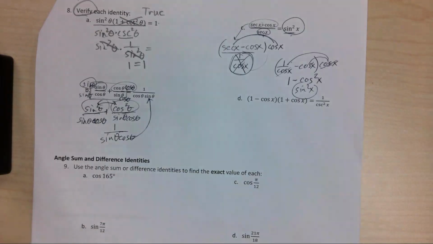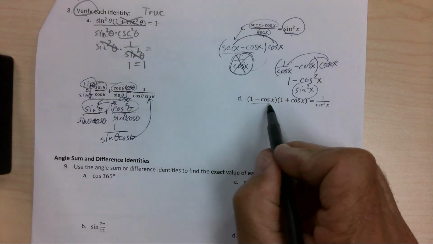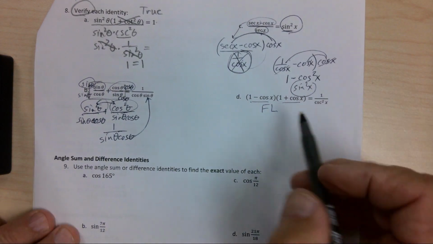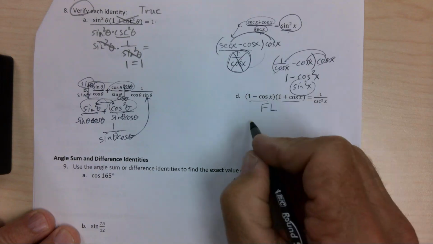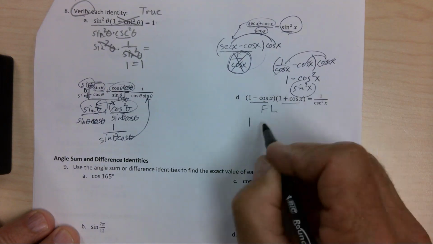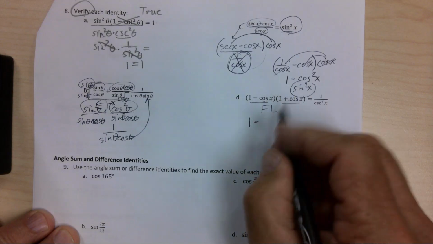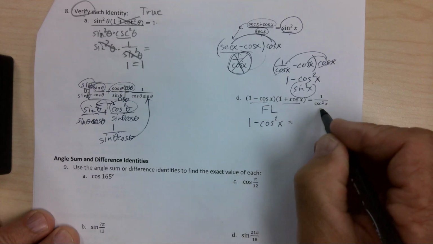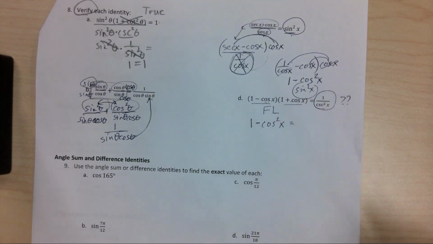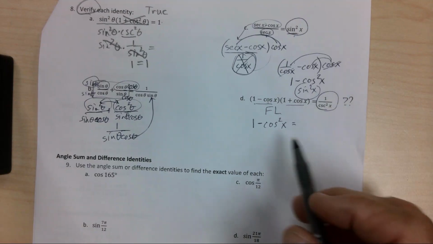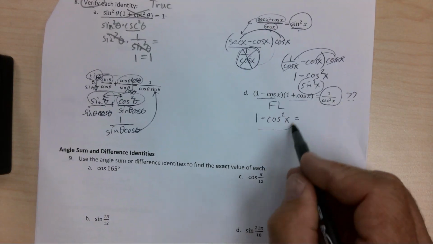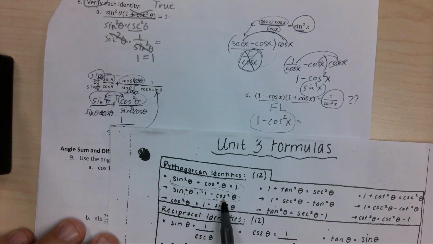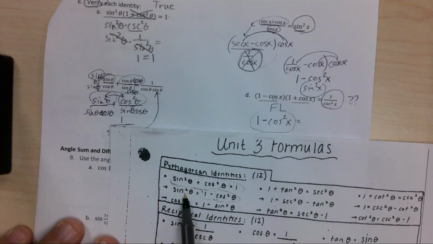Okay. This one, difference of 2 squares. So you can just FOIL. Well, 1 times 1 is 1. Negative times a positive is negative. Cosine times cosine is cosine squared x. And this is supposed to be equal to this, which they're just throwing a little curveball at you. So what is 1 minus cosine squared equal to? If we go to our formula, 1 minus cosine squared is sine squared.